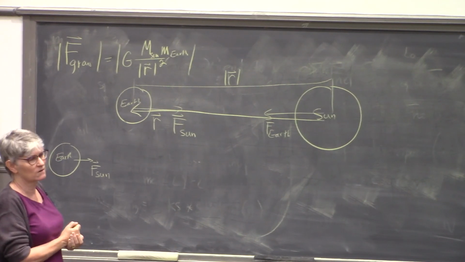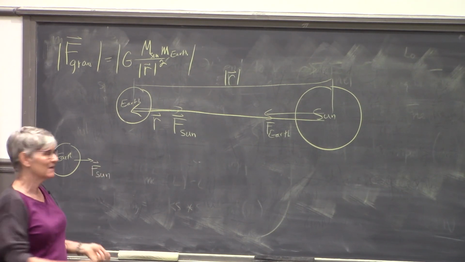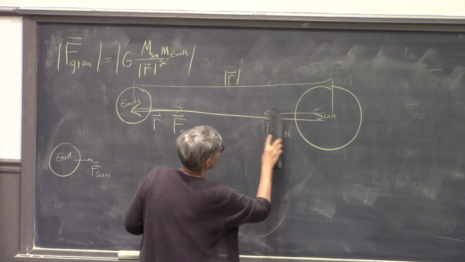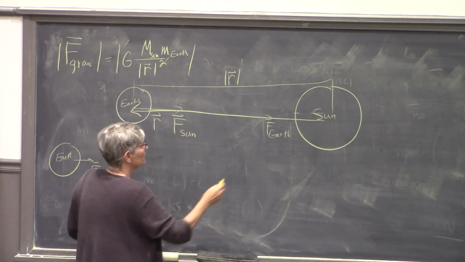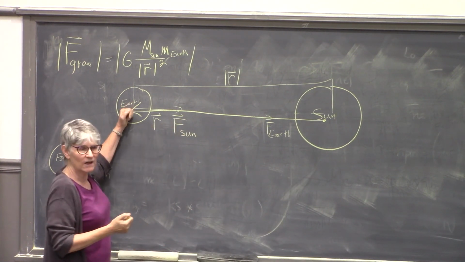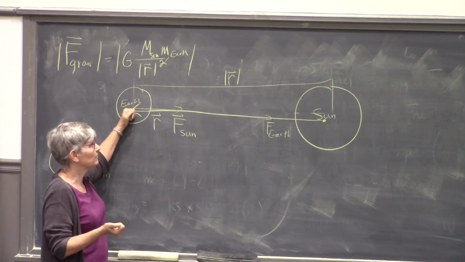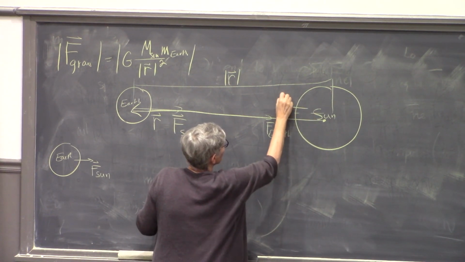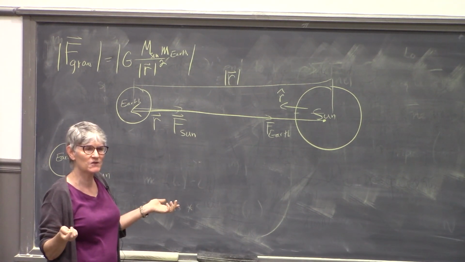What do we do about directions? We need a unit vector. So we're interested in the force on the Earth by the Sun. Our convention is to draw the vector starting at the Sun, the thing that's causing the force, and ending up at the Earth, the thing that's experiencing the force. So that's the vector R. So a unit vector R hat would certainly point that way. That's the wrong direction for our force.